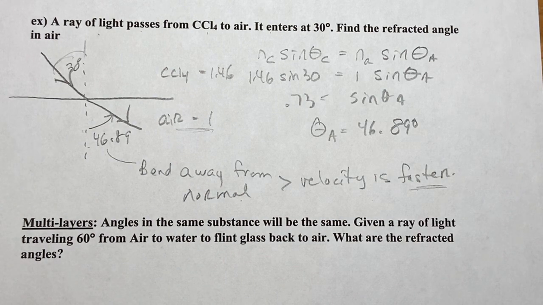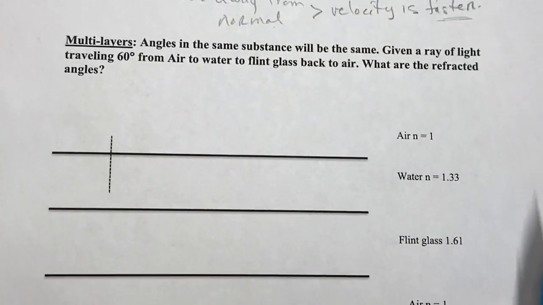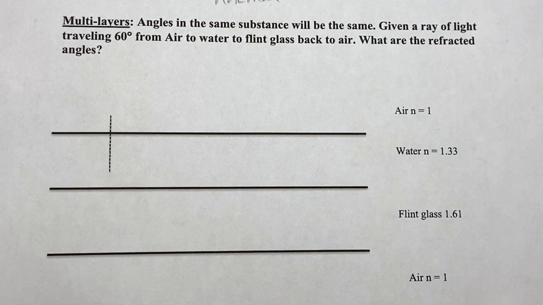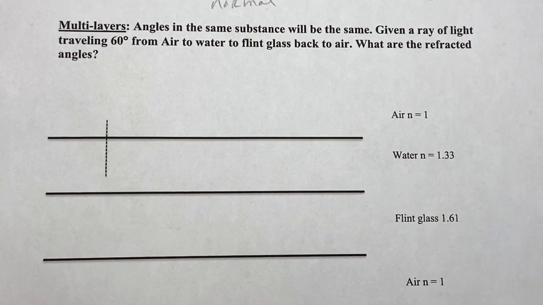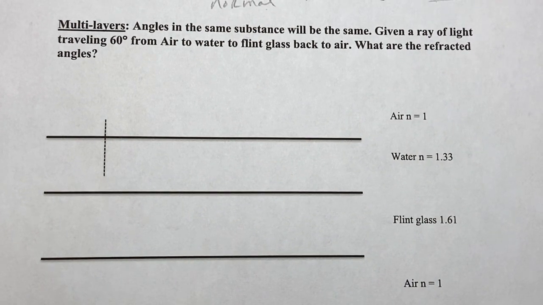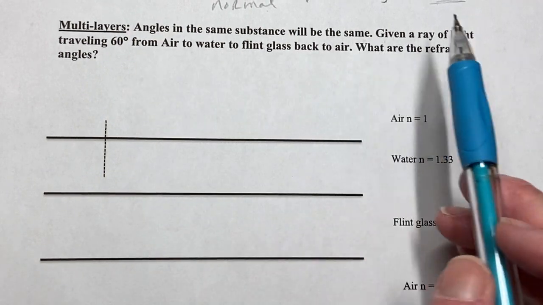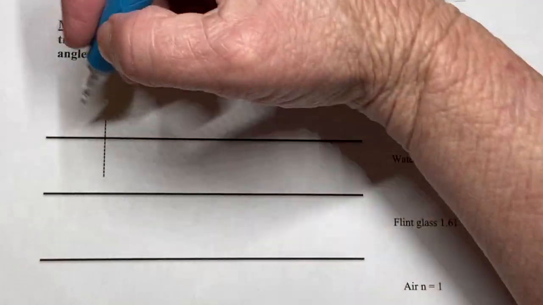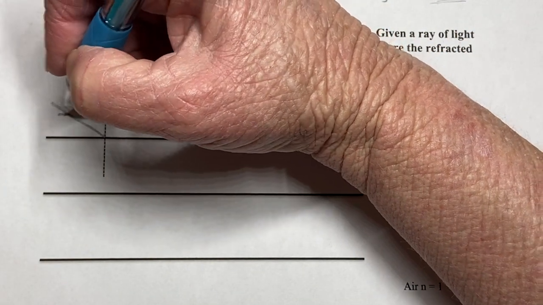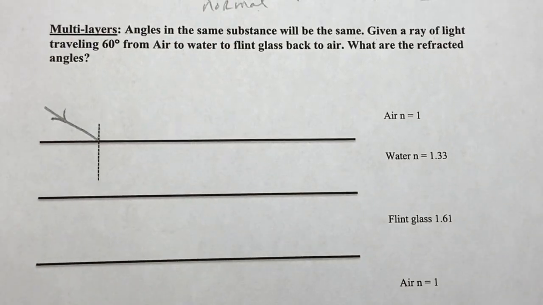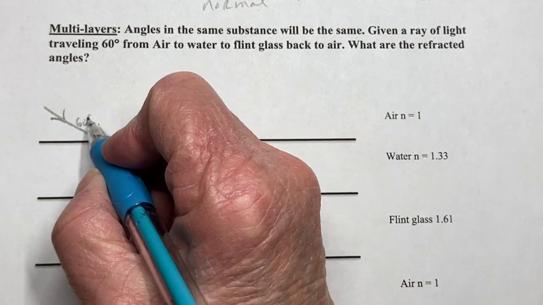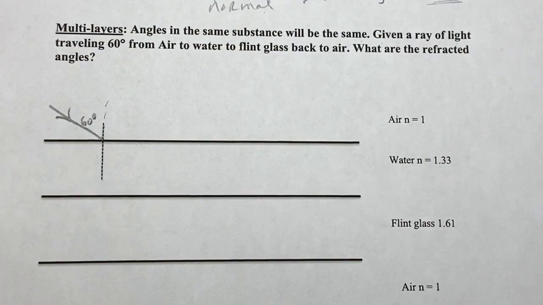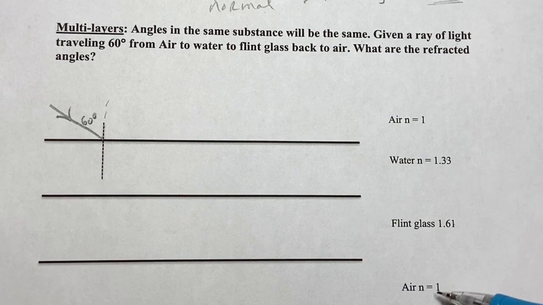All right, so this is a picture you're going to see, this next one, on quizzes and on tests. So pay attention. Multi-layers. So angles in the same substance will be the same. Given a ray of light traveling from 60 degrees from air. So I'm going to kind of draw this. It's not perfect. 60 degrees. There's my normal. And it's going to go to water, to flint, to air.